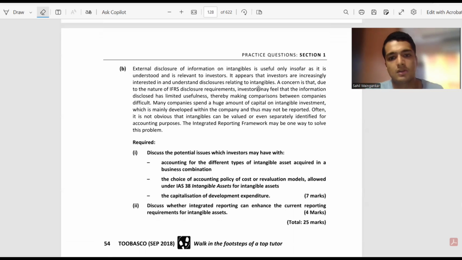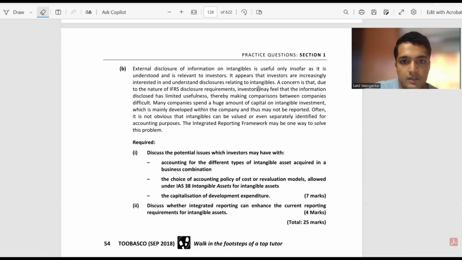combination. So when different types of intangibles are acquired in a business combination, the main problem that arises, you can see, is that those intangible assets are not recognized in the separate financial statements of the entity, but are recognized in the consolidated financial statements. ऐसा हो जाता है. Investors are increasingly interested in understanding the disclosures related to intangibles in the business that are acquired during the business combination.